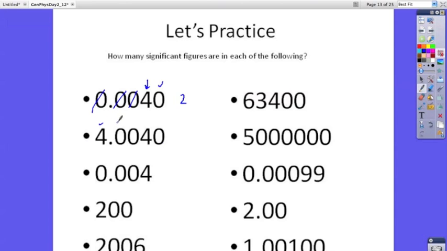Well, let's look at this one. This is significant. This is significant. That makes these 2 significant. Well, how about this one? It's on the right-hand end behind the decimal, so it is. So that number has 5 significant digits.